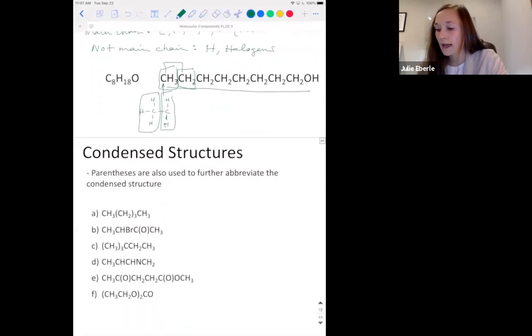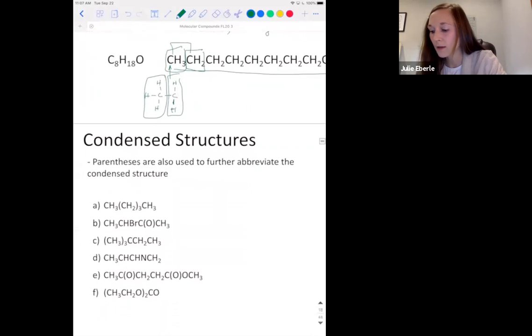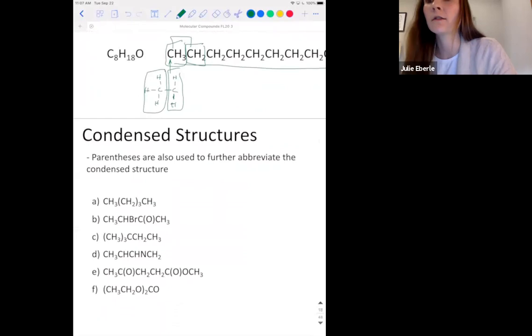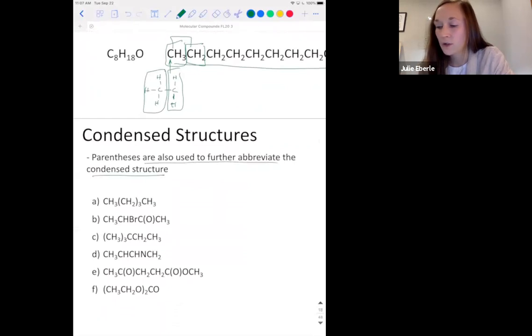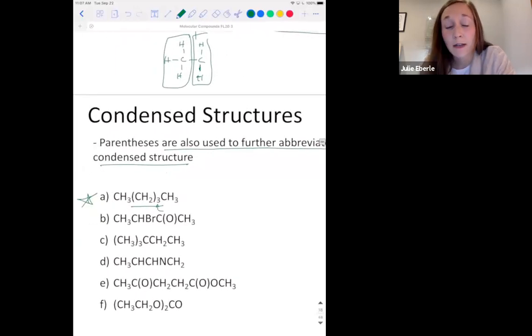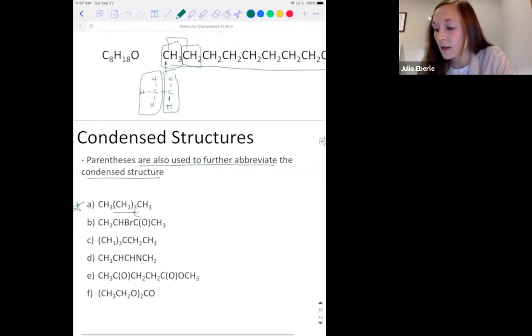Okay, now if you're looking at these structures down here, we're probably not going to draw out every single one of these today for time's sake, but we'll do a couple different ones. You see some parentheses thrown in. And so what do parentheses mean? They are also used to further abbreviate condensed structures. So parentheses are used in different ways. Let me show you 2 examples. Let's look at A right here. We have CH3, and then we have parentheses with a CH2 group in it, and then we have a little subscript of a 3 right there outside the parentheses. What does that mean?